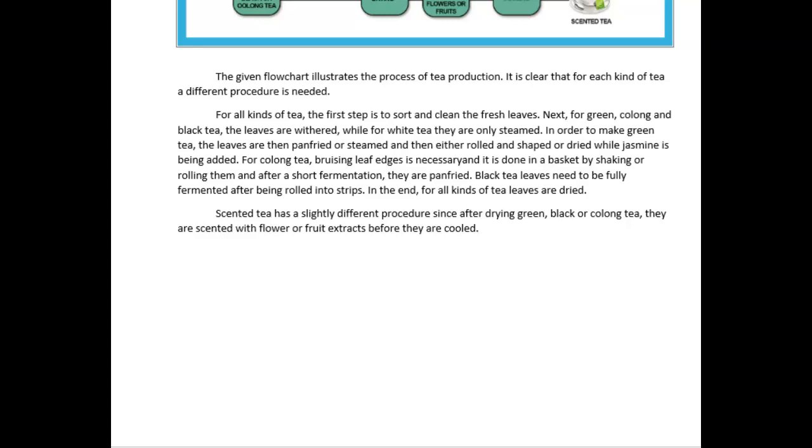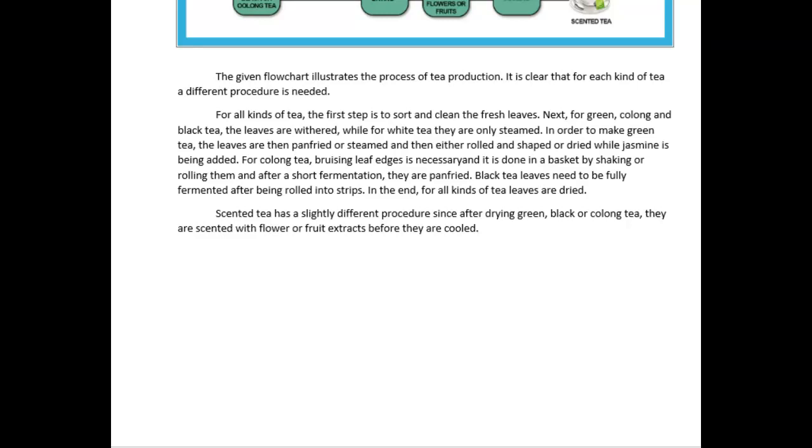For all kinds of tea, the first step is to sort and clean the tea leaves. Next, for green, oolong, and black tea, the leaves are withered, while for white tea, they are only steamed. In order to make green tea, the leaves are then pan-fried or steamed, and then either rolled and shaved or dried while jasmine is being added. For oolong tea, bruising leaf edges is necessary, and it is done in a basket by shaking or rolling them, and after fermentation, they're pan-fried.